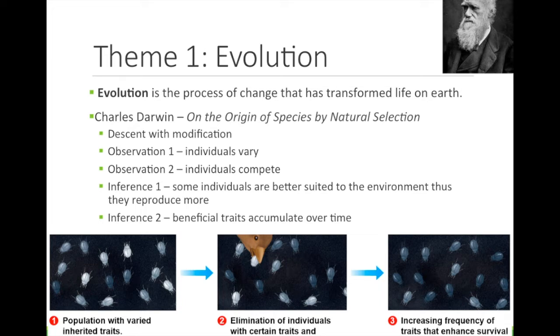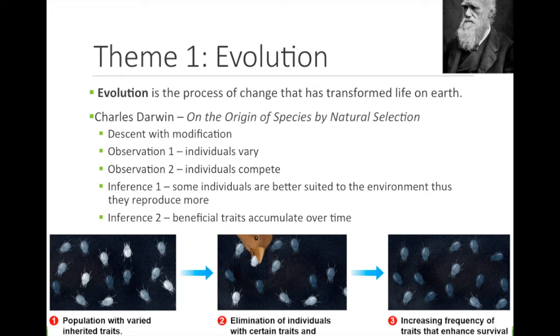From these observations, he made 2 inferences, or conclusions. Organisms have unequal reproductive success. An organism that has better traits for the environment it is living in will be more successful. This means that they can produce more offspring, more babies. Those offspring will also have these successful traits. Organisms that struggle to survive in their environment will produce fewer or no offspring.